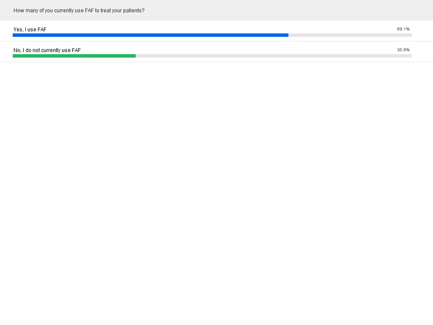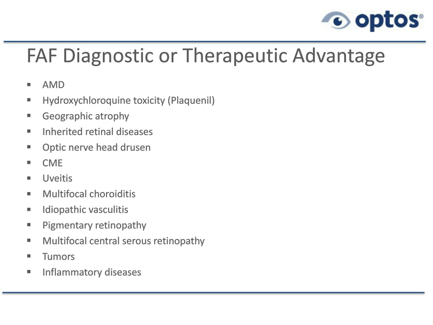Okay, AF in the diagnosis of different disorders, it certainly gives us, on occasion, a therapeutic advantage to make a diagnosis and then to treat early. The disorders listed here are some of the ones we're going to speak about.